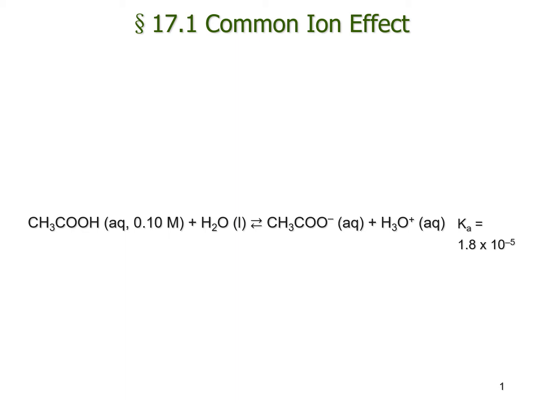Say we have 0.1 mole of acetic acid dissolving in water, and it dissociates and gives up the acetate and hydronium, and we understand the Ka is equal to 1.8 times 10 to the negative fifth. We notice that this is the initial concentration of acetic acid. We know what the Ka is.